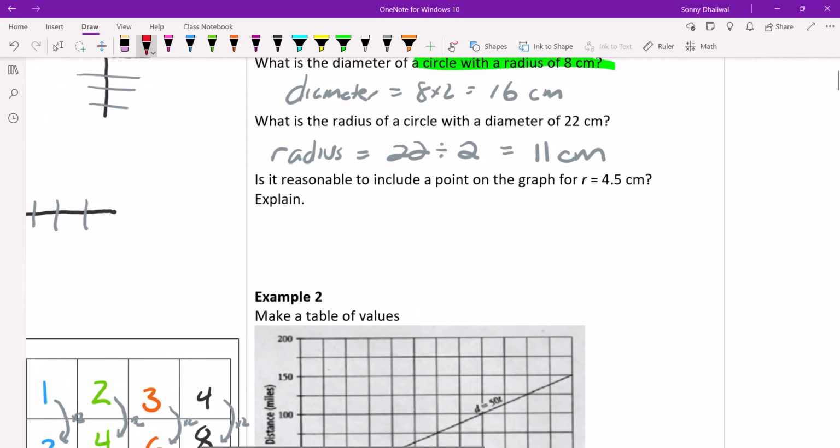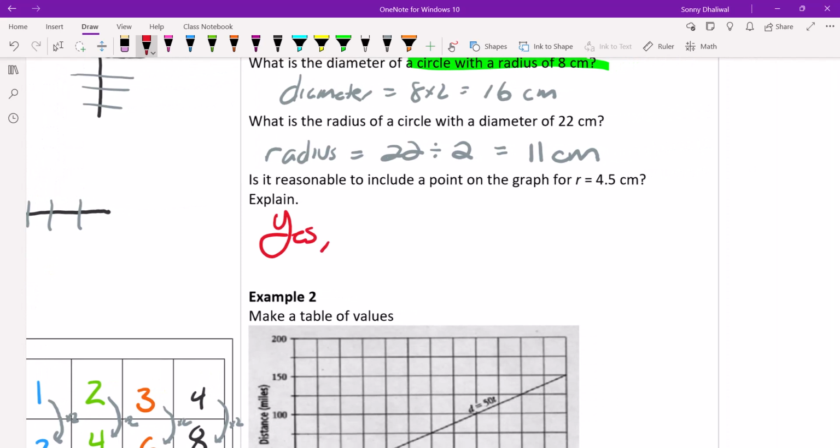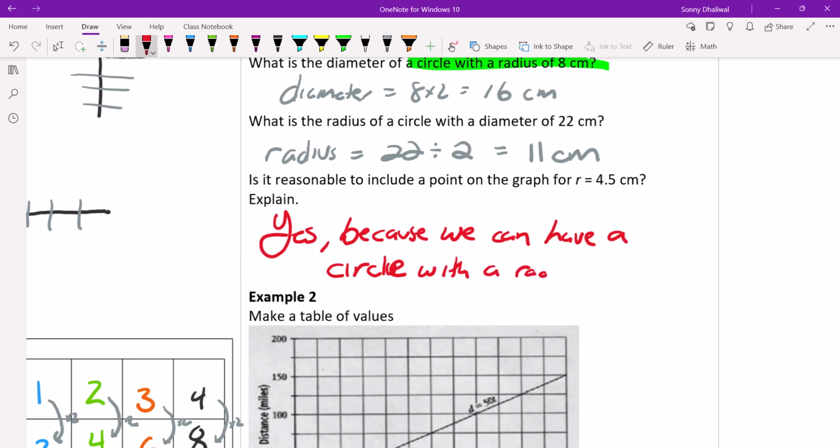So yes, because we can have a circle with a radius of 4.5. Right? So you just got to put it into context. Can this exist?